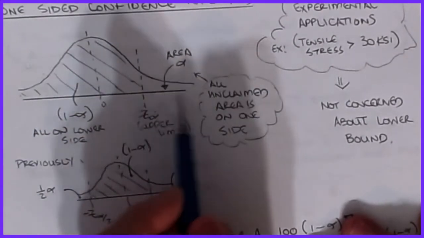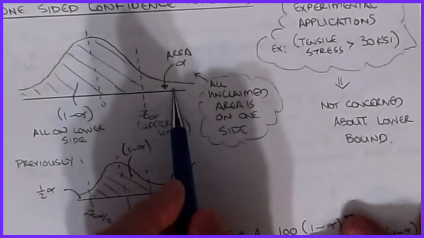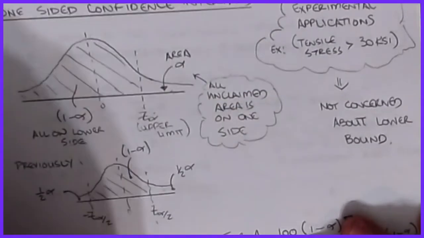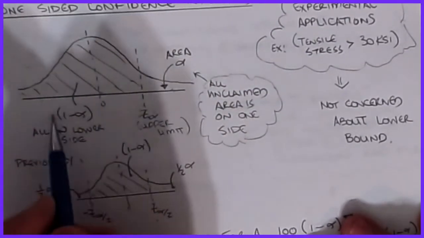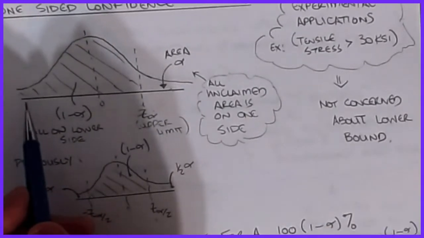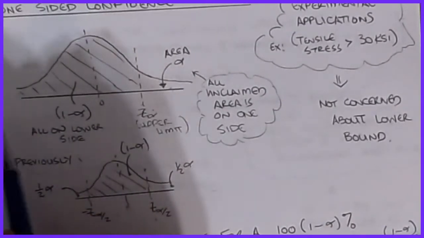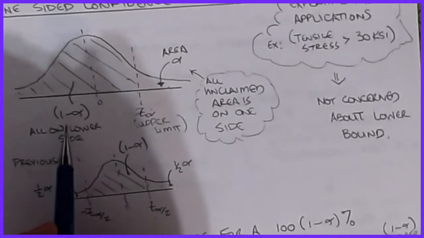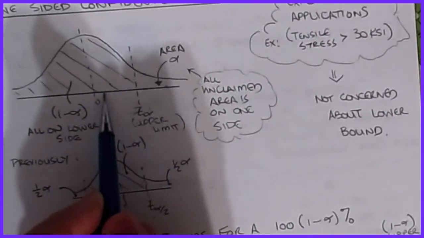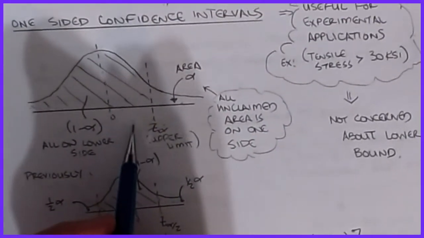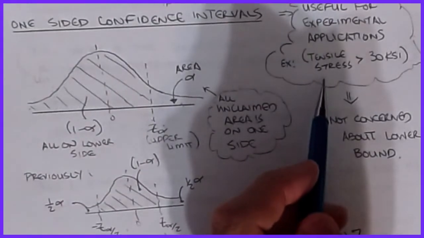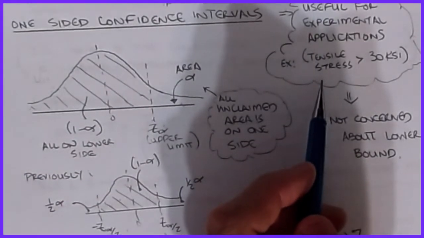Okay, so the moral of this is basically that all unclaimed area is located on one side now. Now you can have the flip side of this where the unclaimed area is a lower bound, depending on the problem, and I'll show you that one here in a second. Okay, the rest of the construction is exactly the same, but in this case we're not really worried about the lower bound, and this comes up in testing. I give the example of, you know, you're doing some sort of strength test on steel, right?